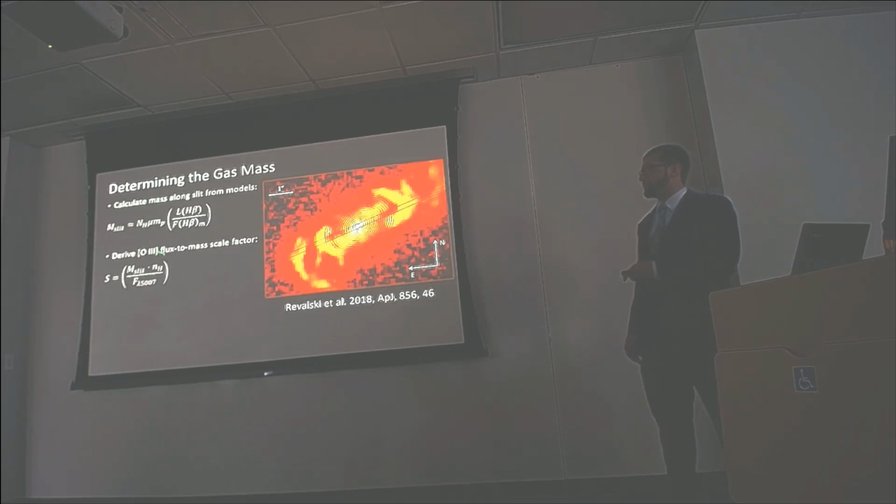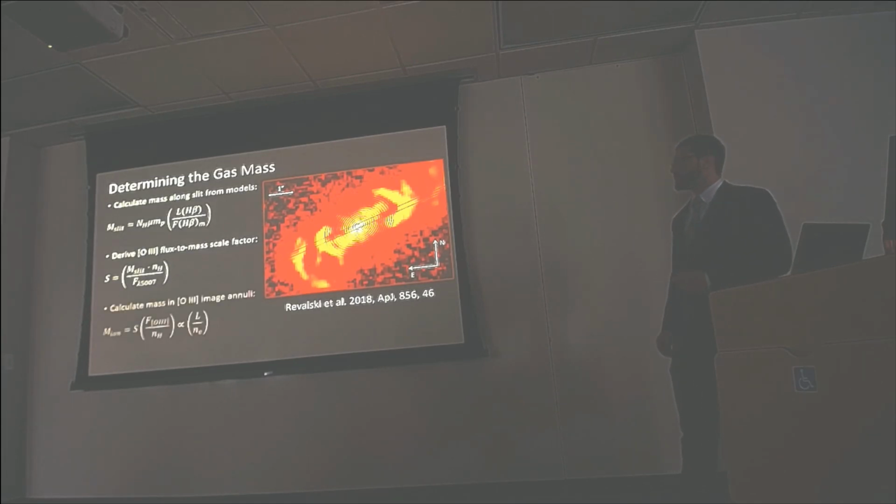So basically, for a given mass at a given flux, for some density, what is that conversion factor? If I see X number of photons, what is the Y number of atoms in order to get the gas mass? And finally then, we add up the flux in each of these annuli, and we use our scale factor in order to get the mass at each distance.